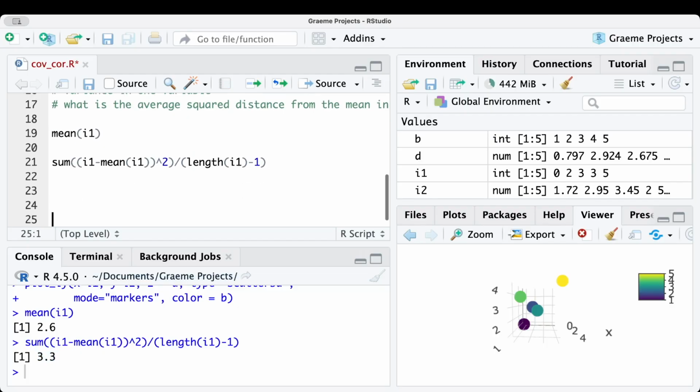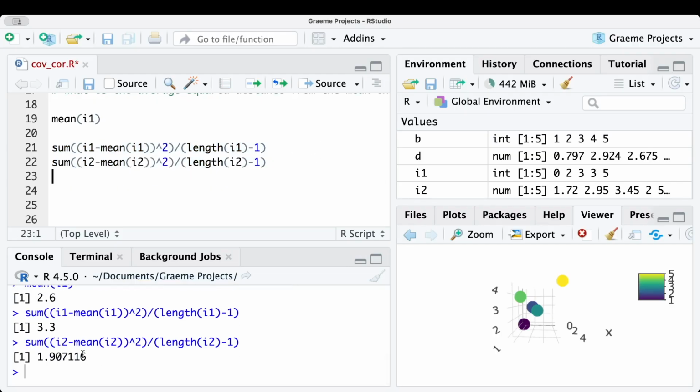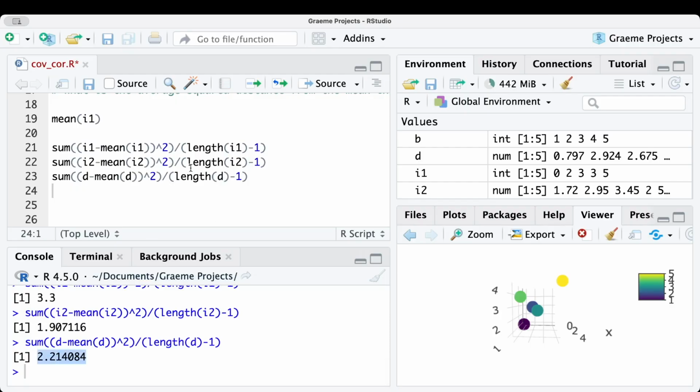And so the variance is a very handy measure of how spread out the data is. And of course we can do that for all of our other vectors here as well. So for I2, for example, we can get 1.907, and then for our dependent variable D, we can get 2.214 or something. So yeah, the variance is a very handy measure of how spread out your data is, because it represents an average of the squared distances between your data and the mean of that data.